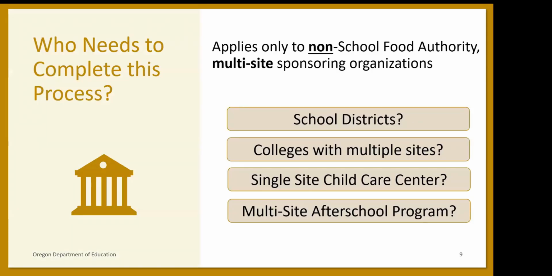Who is required to complete this bank statement verification process? In the 2024 memo, it clarified that the 1-month financial review will not apply to all CACFP sponsors and will only apply to non-school food authority multi-site sponsoring organizations. This process does not need to be completed by school districts because state agencies already have other means of financial oversight for those sponsors. And it does not apply to single site sponsors, also known as independent centers, because regular oversight through the budget and administrative reviews are sufficient to determine financial viability for these institutions.